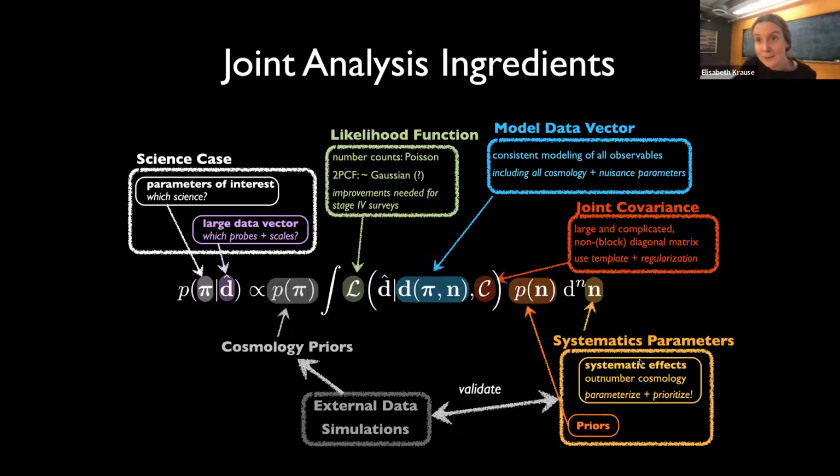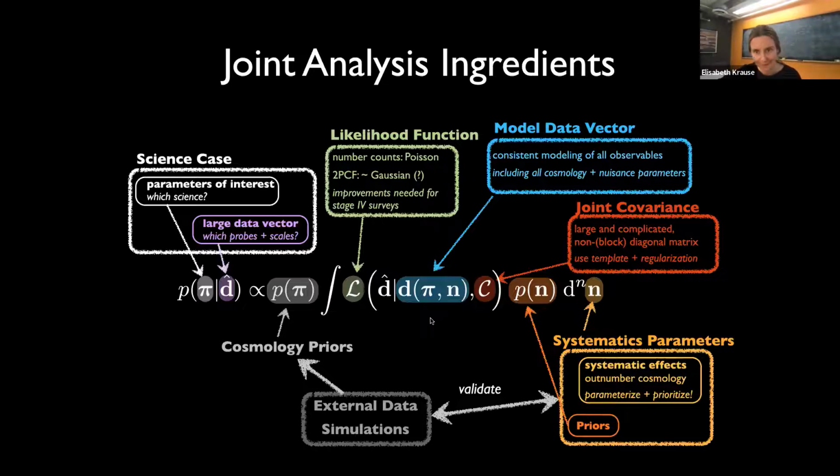And then the astrophysically most interesting part, I think, are the systematics parameters. So I call here systematics or nuisance everything that is not our cosmology parameter on the left-hand side of the equation. One definite statement about these systematics is that they will vastly outnumber our cosmology parameters. So we need to be systematic about parameterizing and prioritizing them. We will also need priors on these systematics that we can hope to validate using external data and simulations.